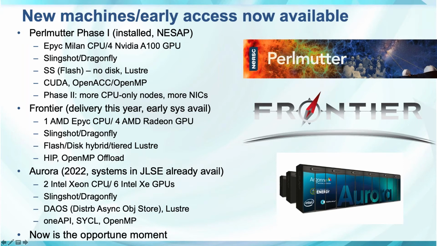And then the Aurora system is going to be an Intel system with Xeons as the CPU and their new GPUs. And their API is called oneAPI. Their ambition was to unify APIs, but now oneAPI seems to indicate that it only works on one system. But they will also support OpenMP offloads. So I guess the point is that these systems, at least early access, are already available. So if you were looking for the opportune moment to start working with these machines, now is the time.